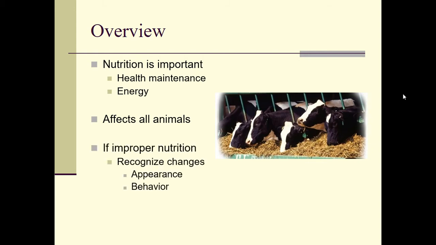And then, if an animal has improper nutrition, it's important to be able to recognize changes that happen in their appearance, how they look, how they physically act, and that ties into behavior as well. And then we can use some of those signs and symptoms to start to identify what's causing it. It's not always nutrition, but nutrition is a good place to start, partially because it's a really easy thing to fix by changing their diet. And then we can work to correct the problem.